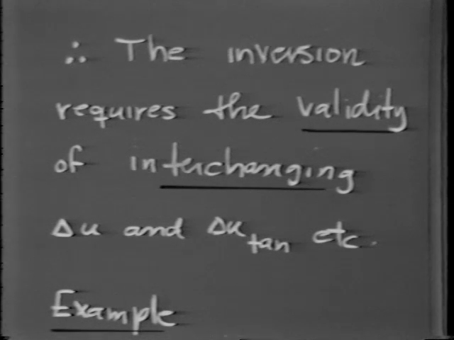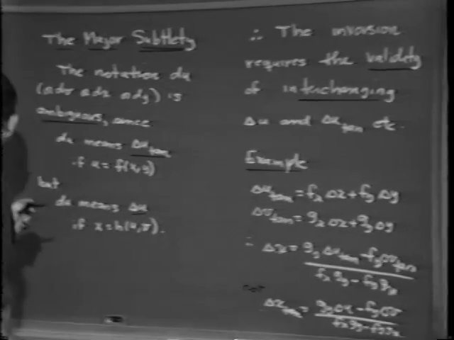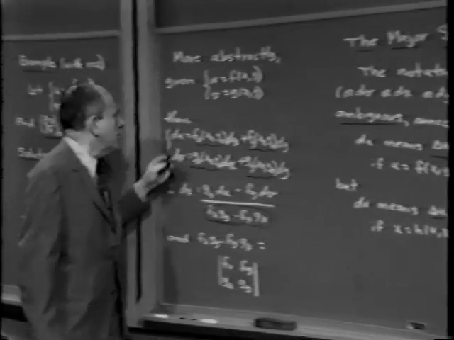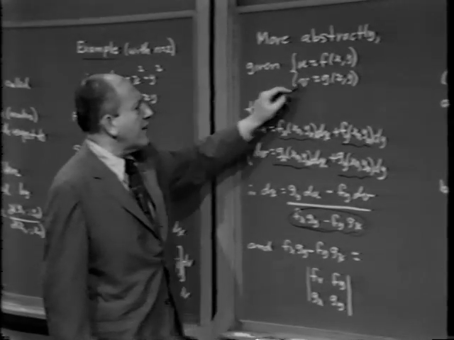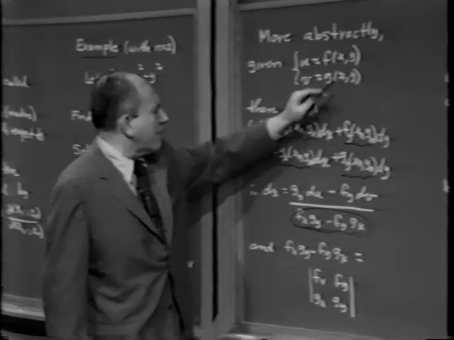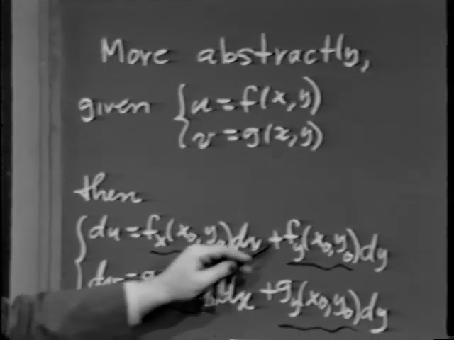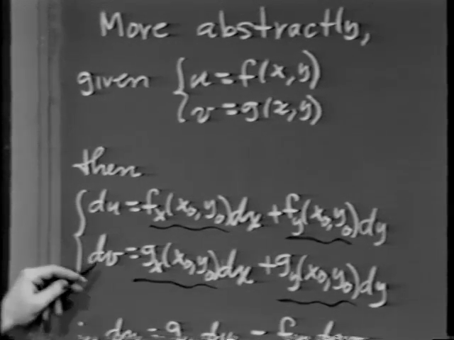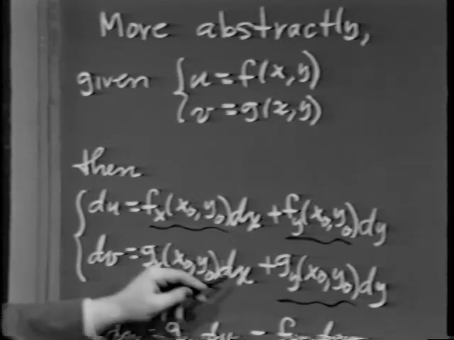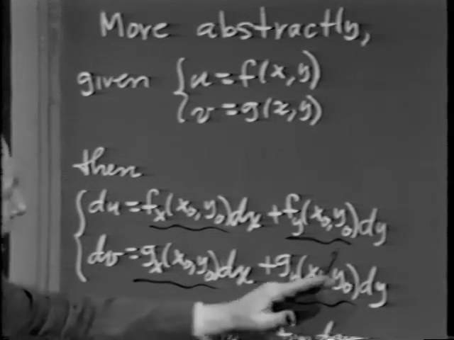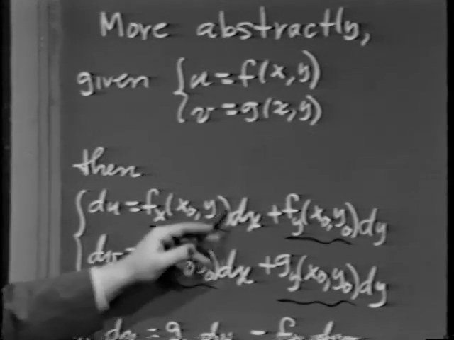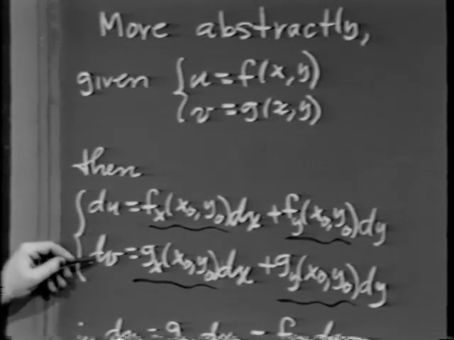Now let me show you what that means more explicitly. Let's come back to something that we were talking about just a few moments ago. From a completely mechanical point of view, given that u equals f of x,y and v equals g of x,y, we very mechanically wrote down that du was f sub x dx plus f sub y dy, dv was g sub x dx plus g sub y dy, and then we just mechanically solved for dx in terms of du and dv.